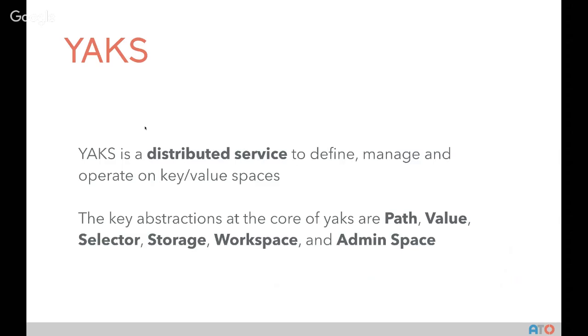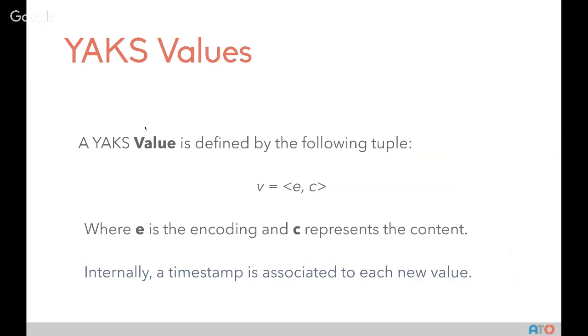So YAKS is a distributed service that helps to define, manage, and operate on key value space. And the key abstractions at the core of YAKS are the path, the value, the selector, storage, workspace, and admin space. And I will introduce each of those concepts in the next slides.